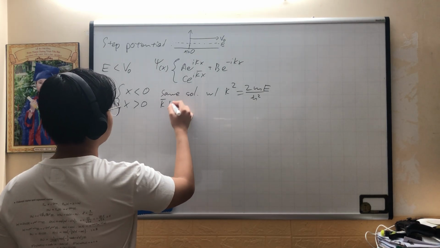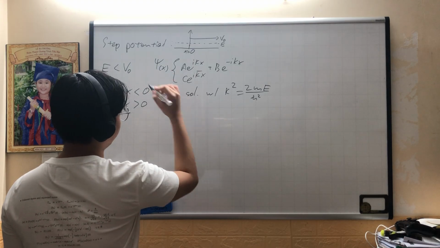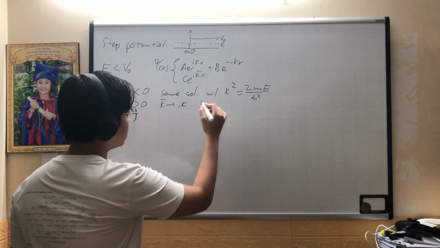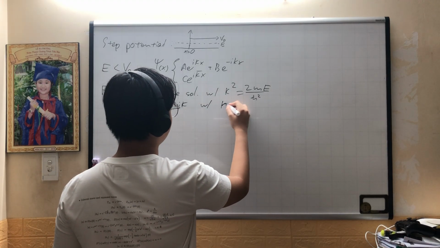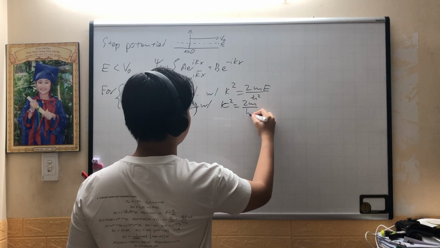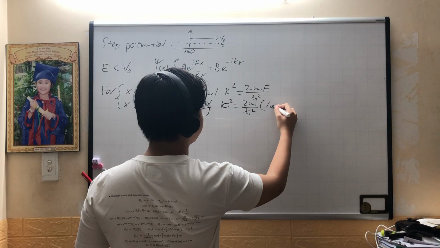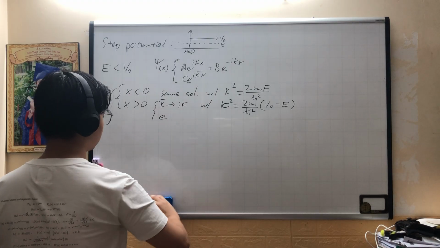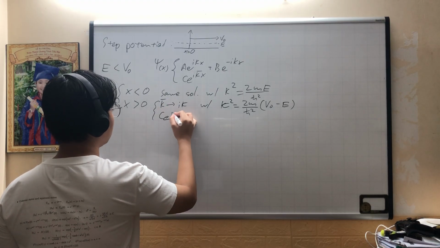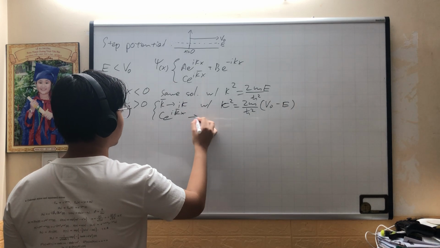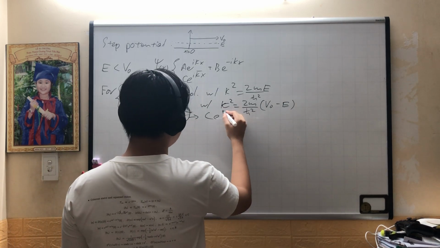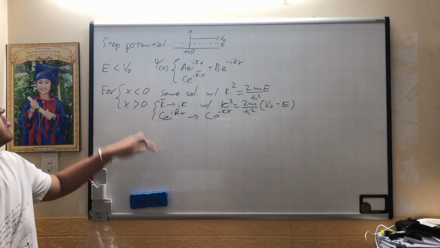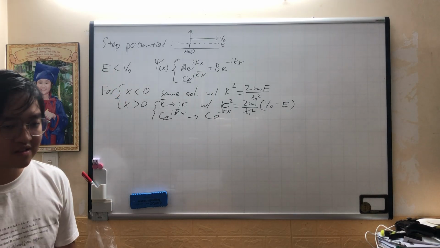Okay, so we want it to be some kind of decay, so we take our k tilde to be i kappa. Now your kappa squared would be 2m over h bar squared times V naught minus E. And your C e^(ik̃x) is now going to turn into C e^(-kappa x). So that would be the change in our system when you take E less than V naught.